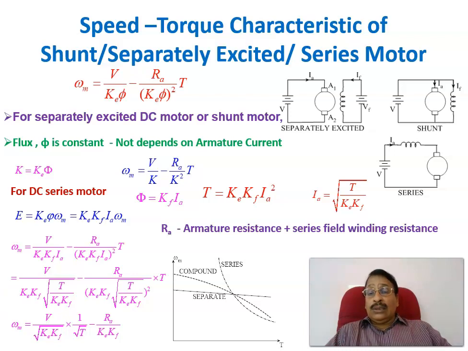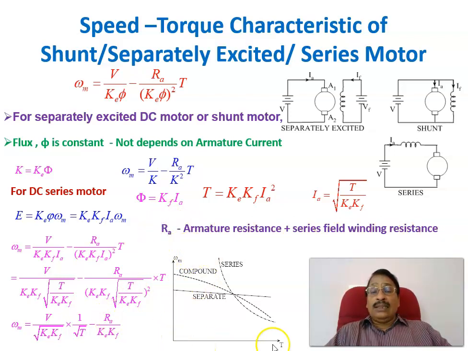Therefore, in a series motor, omega m is given by V by root of Kf into 1 by root T minus Ra divided by K into Kf, where in this case Ra is the total resistance of the armature and the series field winding resistance. The sum of those is represented as this Ra.